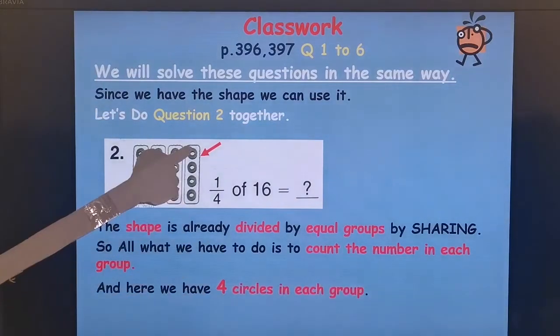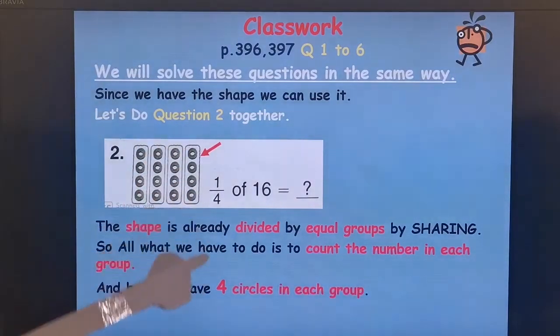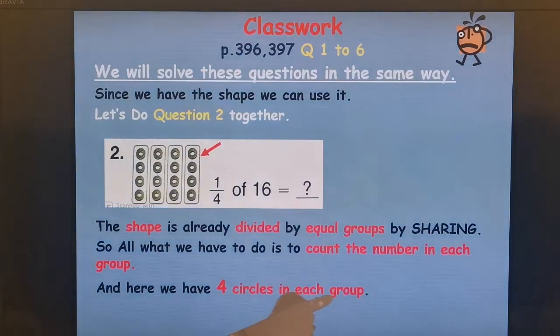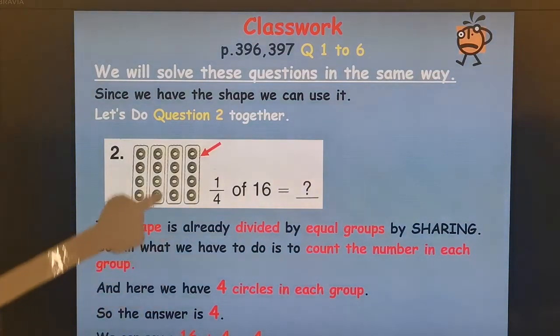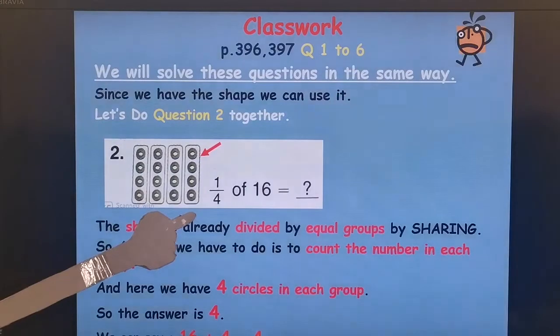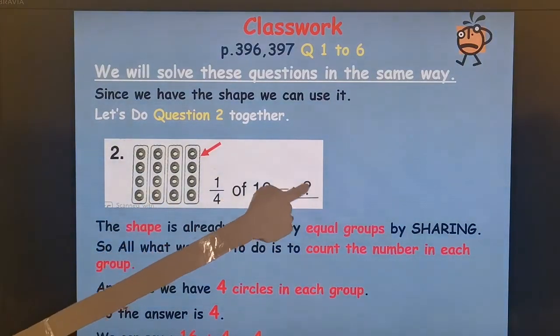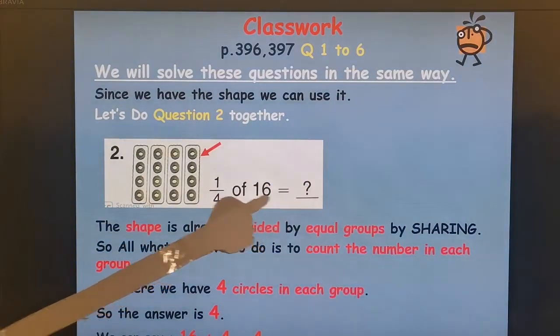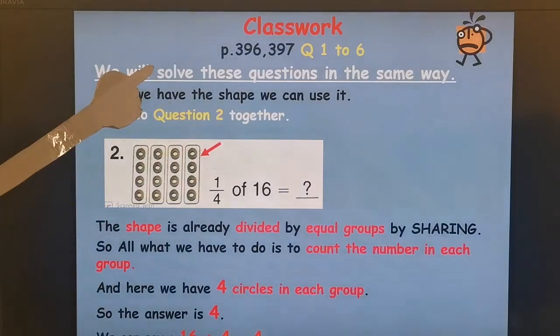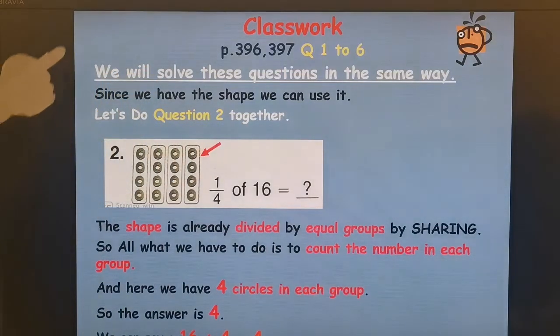Now, all we have to do is count the number in each group. And here we have how many circles in each group? 4 circles in each group. So if I want to make my division sentence, what can I say? I know that the answer is 4, but we can say that 16 divided by 4 equals 4. So even if you don't want to make the division sentence, we can do it because we already have the shape. We can use it to find the answer immediately. I did number 2 with you. Please try to do 1, 3, 4, 5, 6.